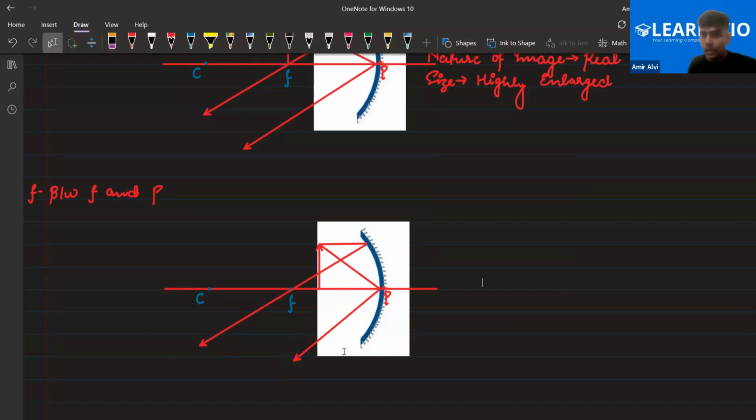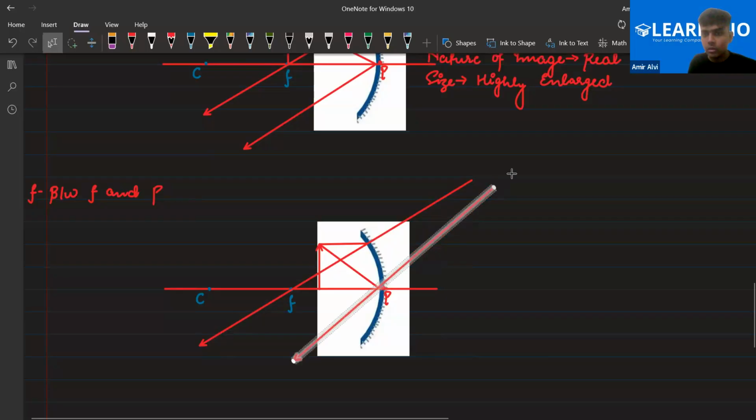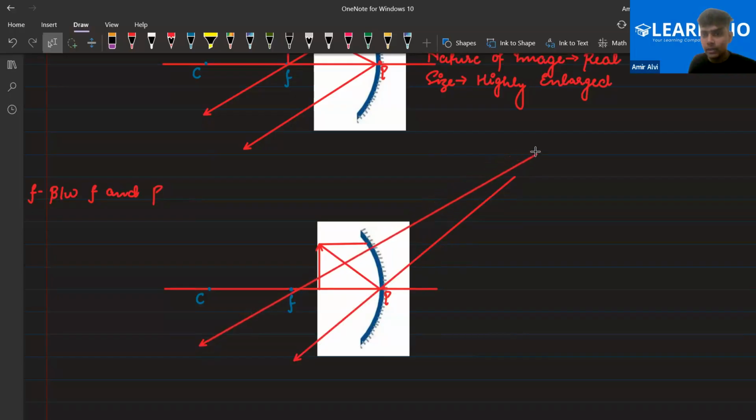Yes or no? Right. So what we do is basically extend them in the backward direction just to see if they are meeting at a point or not. Okay, just like this. As I've told you, we also observe whether they are meeting in the forward direction or backward direction or not.